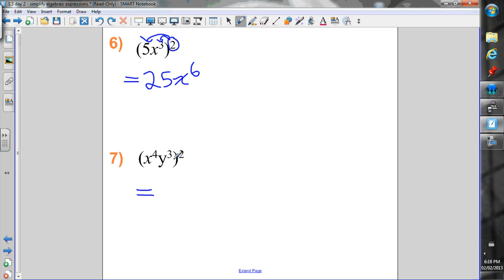Next one, power of a power again. Don't forget to apply this exponent of 2 to everything inside the brackets, the x to the 4 and to the y to the 3. So x to the 4 squared, power of a power rule tells me to multiply the exponents, so it gives me x to the 8. And y cubed squared, multiply the exponents, keep the base the same, I have y to the 6. And that one's as simple as I can make it.